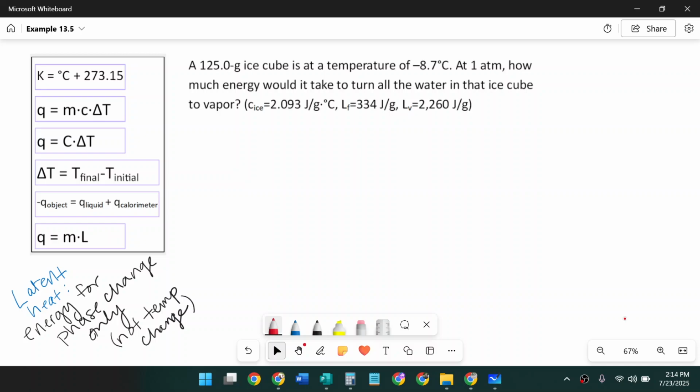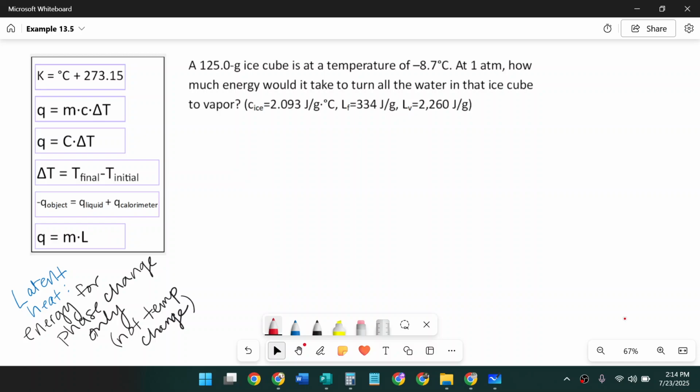This is example 13.5 from Discovering Design with Chemistry. A 125 gram ice cube is at a temperature of negative 8.7 degrees Celsius. At 1 atm, how much energy would it take to turn all the water in that ice cube to vapor? And then they give us the C for ice, the specific heat capacity for ice.